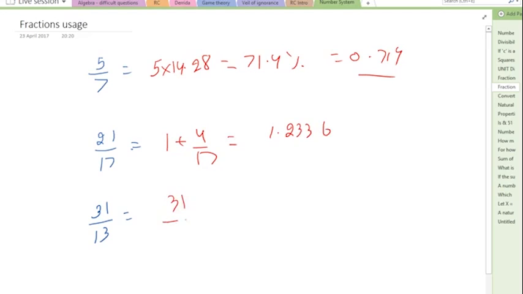And same with 31 by 13 is 2 plus 5 by 13. And then you can again do it the same way. Get the 1 by 13 into percentage, multiply it, and then add it up. So I've just tried to demonstrate how it might help you solve quickly, get to some decimal places. But ideally take the fractional part out and then just calculate for that fraction and go ahead and solve it.